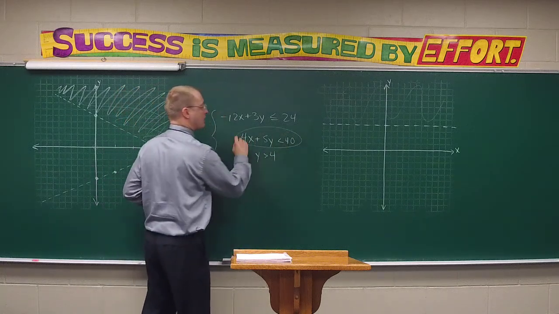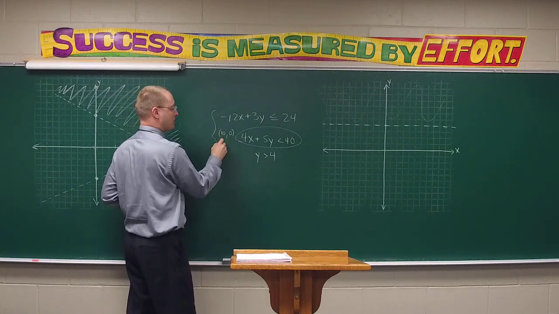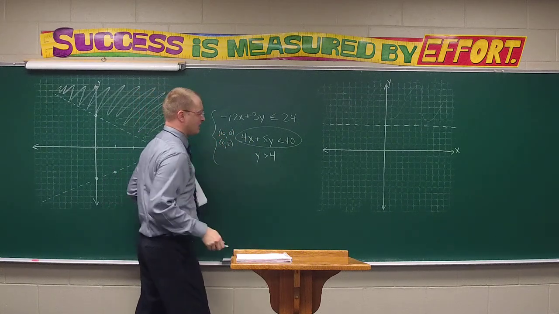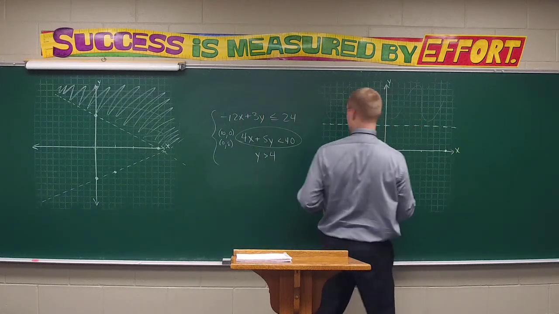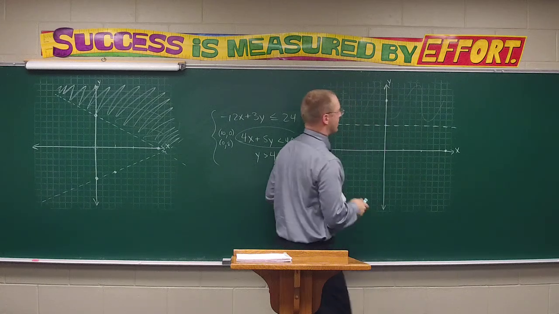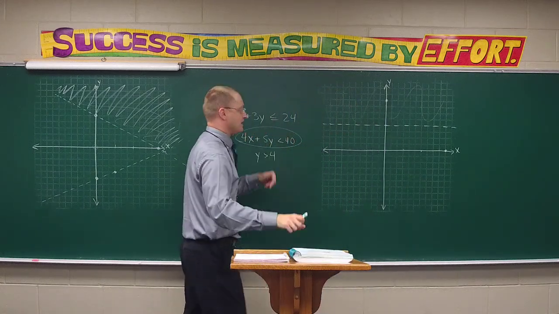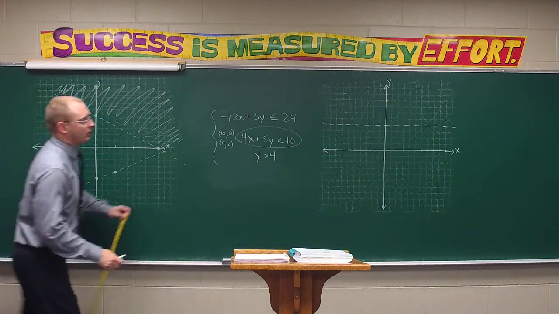If I were to go intercepts here, plug a 0 in for the y, I would get a 10. Plug a 0 in for the x, I'd get an 8. So 10, 0, 3, 6, 9, 10, and then 0, 8, 3, 4, 8. There we go. And so we connect those two dots, again with a dashed line.